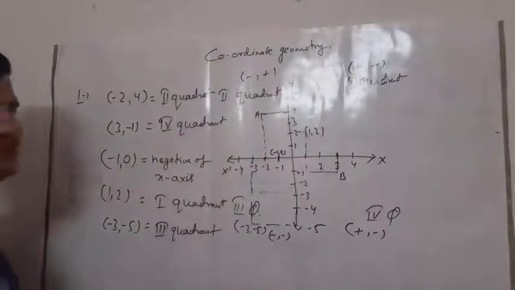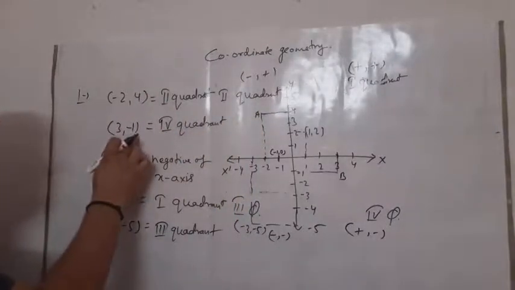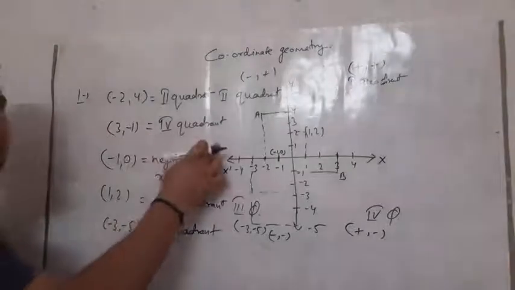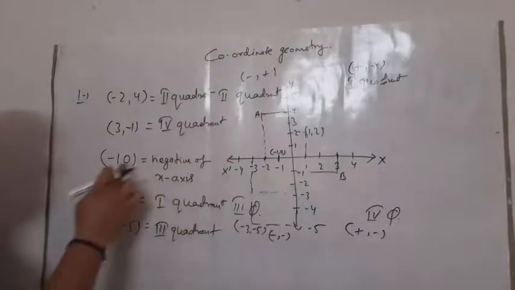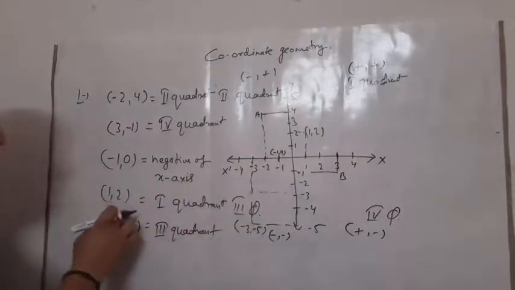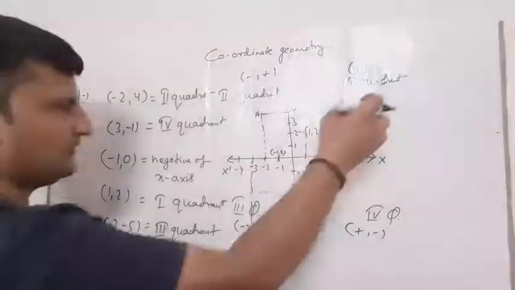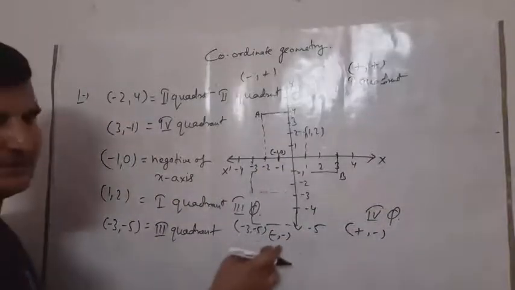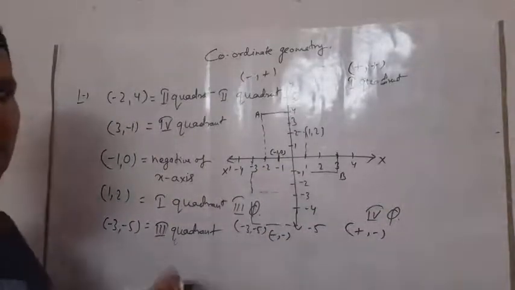So the answer is important. (3, -1): plus and minus, where is plus and minus located? Plus and minus is in the fourth quadrant, so we can write it is in the fourth quadrant. Similarly, (-1, 0) is on the x-axis, I have told you earlier. (1, 2), plus plus, always lies in the first quadrant. (-3, -5), minus minus, lies in the third quadrant.